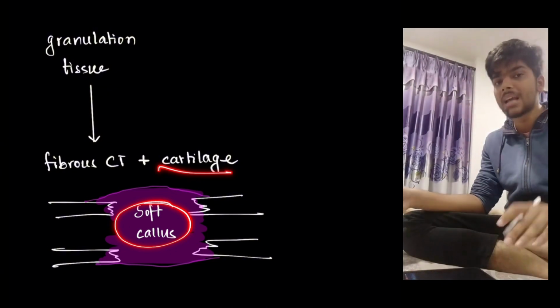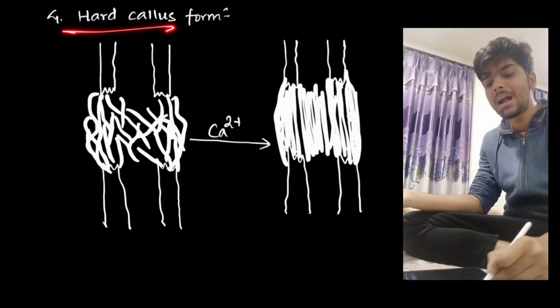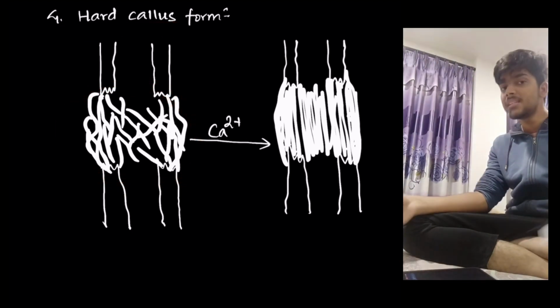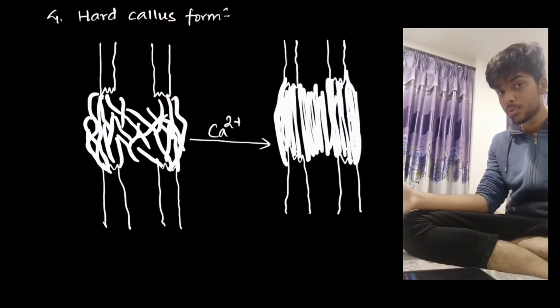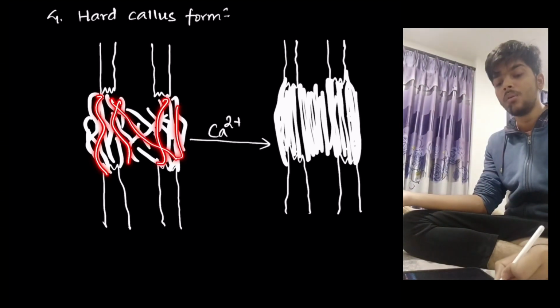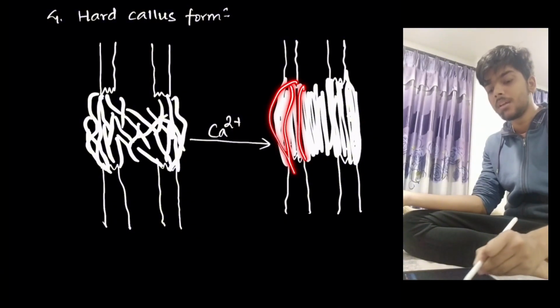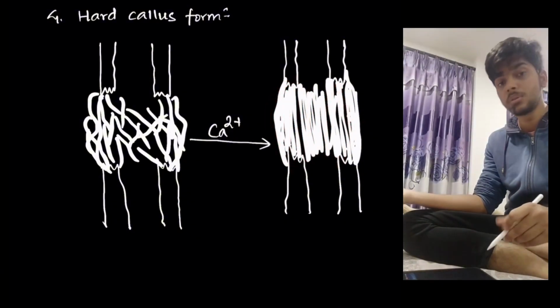Soft callus contains cartilage. This cartilage goes through the process of ossification to form hard callus. However, initially the type of bone formed by the process of ossification is the woven bone, which is the immature bone, which continues with the process of mineralization and finally forms your lamellar bone, which is much stronger.